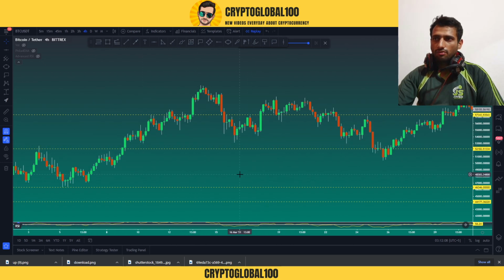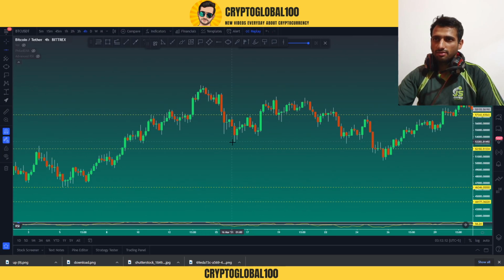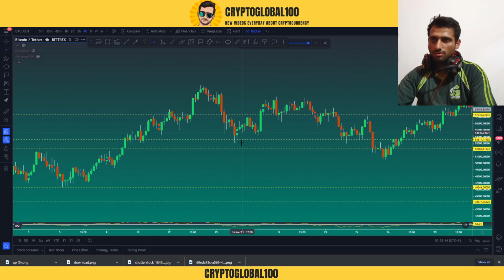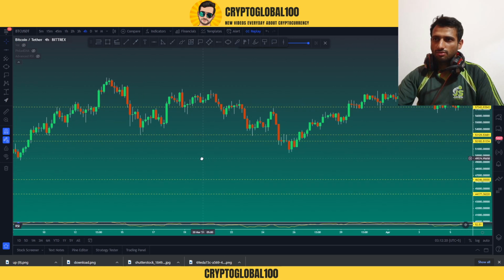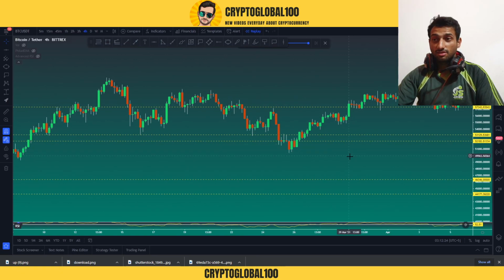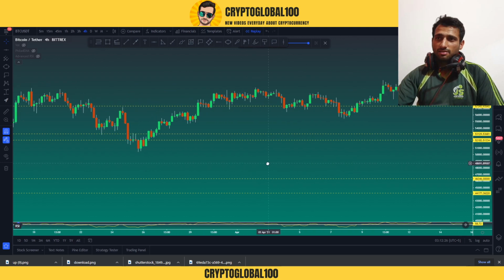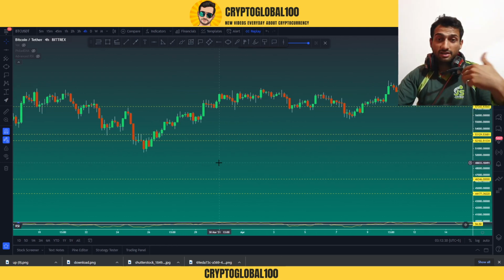If we move forward, we can see here we have another swing low. I'm going to draw another level around this area. Sorry, this one, not this one. I'm going to draw a level around this area. If we move on, you can see now we have a perfect bounce off from this area. So this is very important, guys. I just wanted to tell you how the price behaves.